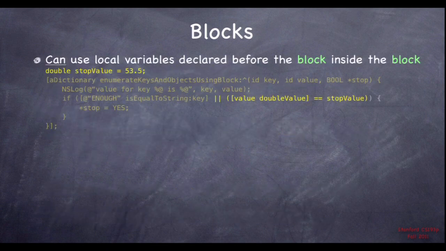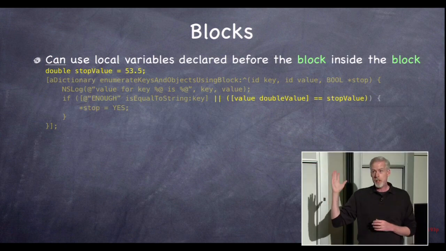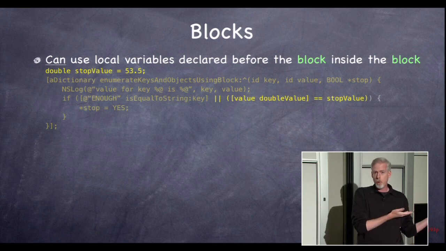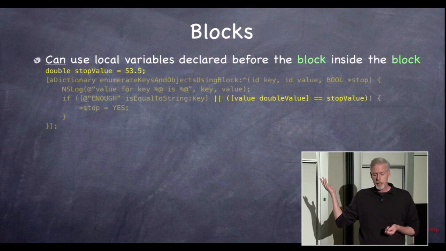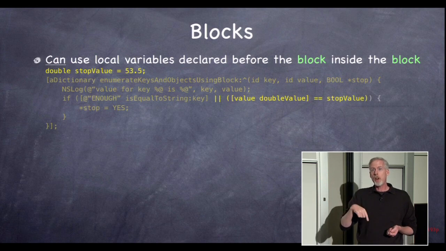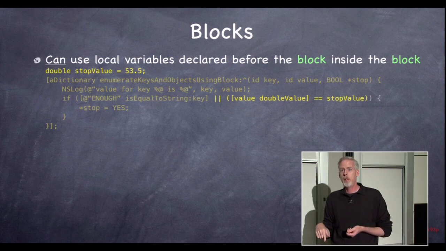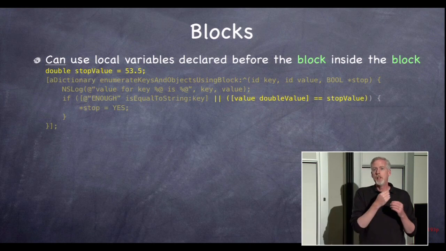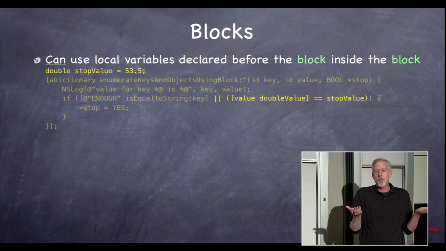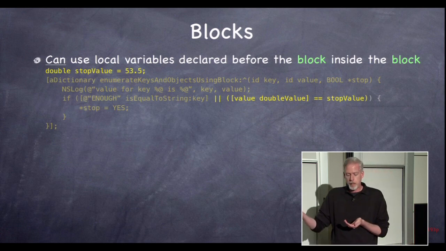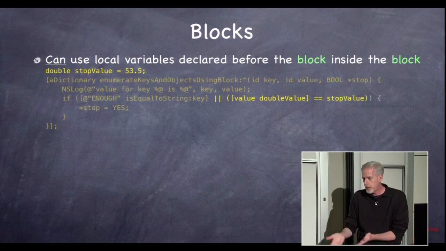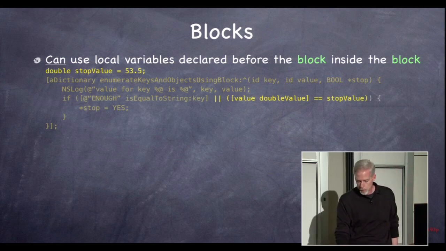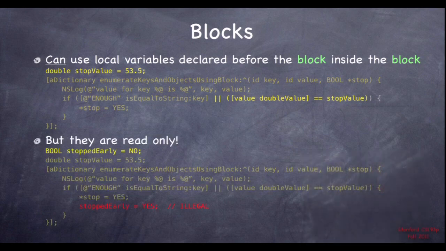Now, when you have something like this, it's kind of amazing. You might find this hard to believe, but if you had a local variable declared on the line before you called enumerate keys and objects using block, you can use that local variable inside the block. Okay? So this takes some sinking in too. This is a local variable on the stack of some method, and you call enumerate keys and objects using block, and you pass the block, and inside that block, you're using a local variable from the outer scope. Perfectly legal. One thing about those, though, they're read-only.